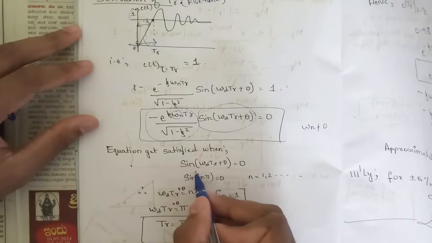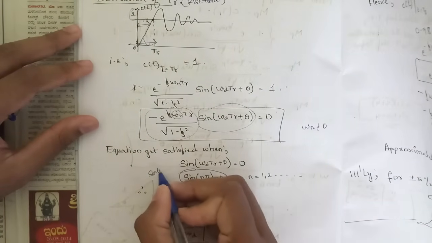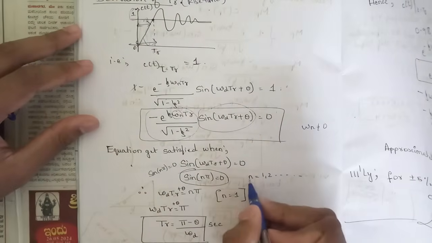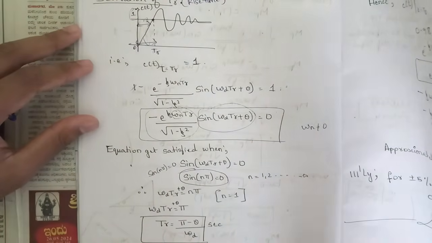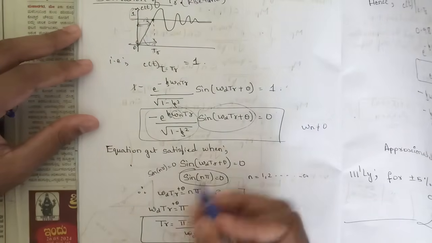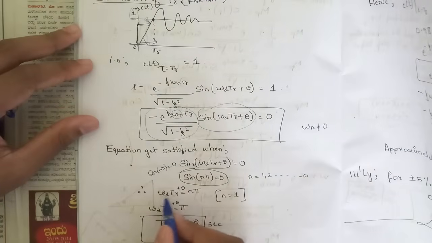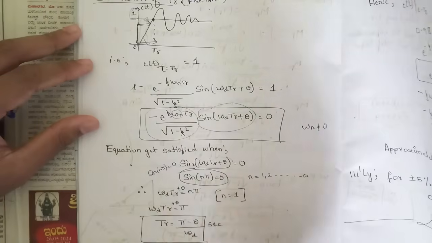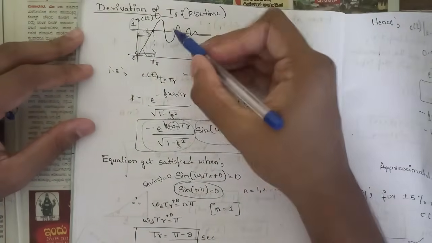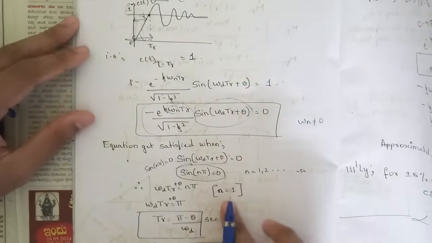But in general we can say that we have one more trigonometric identity, that is sine n pi, okay. Sine of n pi is equal to 0, where the value of n goes from 1 up to infinity, okay. Now always the value of sine n pi is equal to 0, but in place of n pi we have omega d Tr plus theta, so that is omega d Tr plus theta is equal to n pi, but here the value of n is equal to 1, since we are considering the first overshoot, that is the first response we are considering, so that's why we can take the value of n as 1.